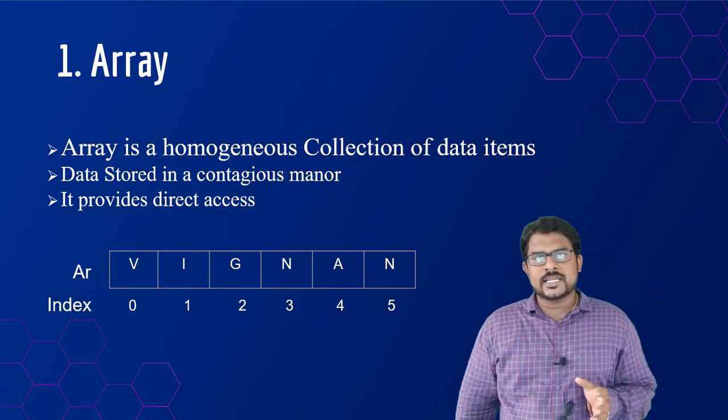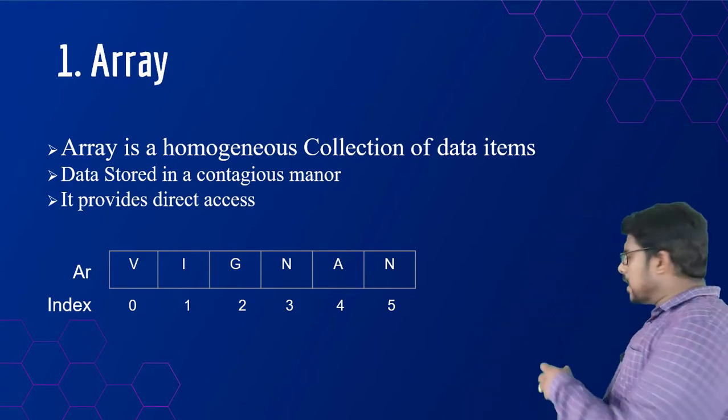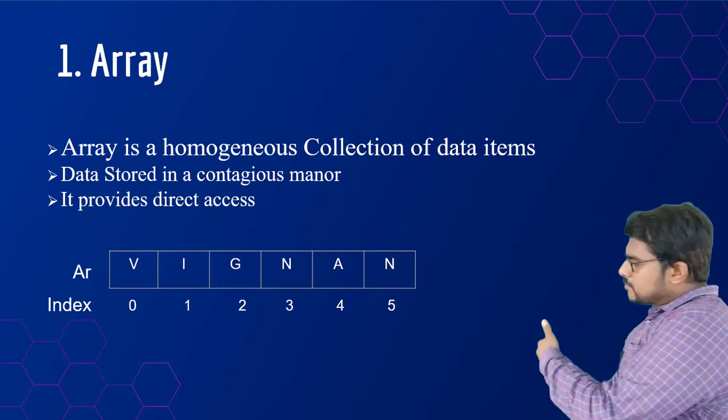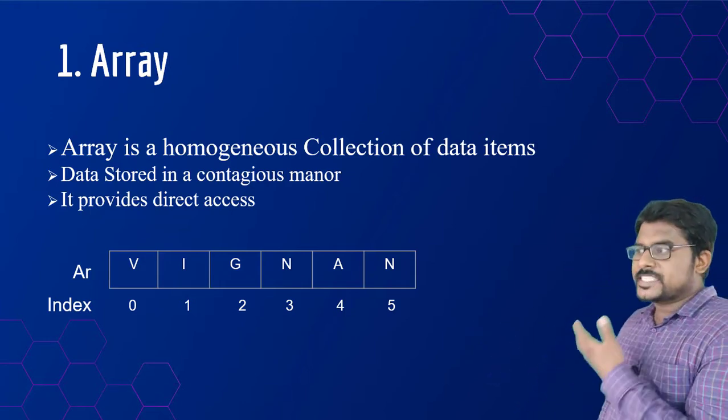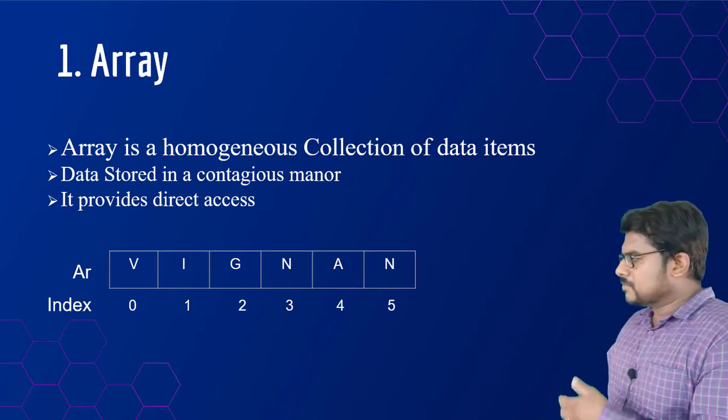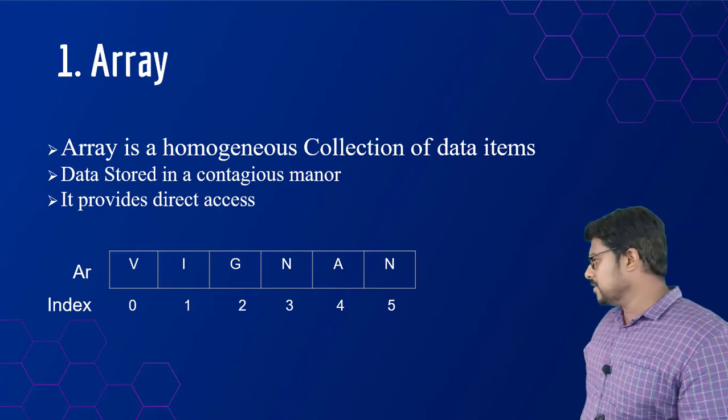Array is the homogeneous collection of data items. It means that array collects the homogeneous data items. All the data items which you put in the array are of the same type. For example, in this array we have all the alphabets, means the character array. This is a character array.